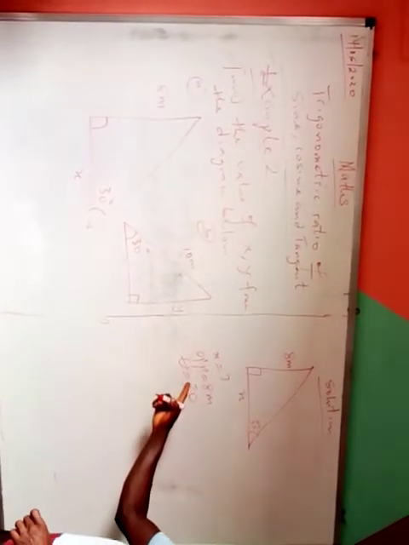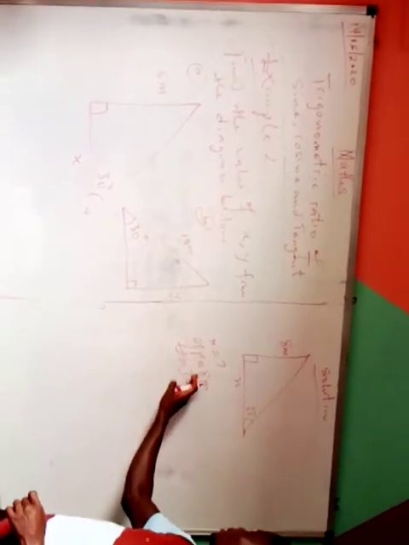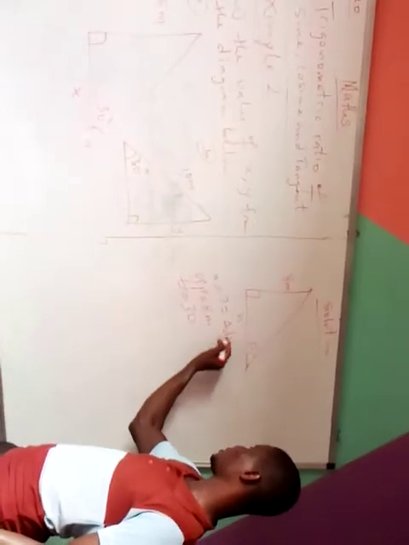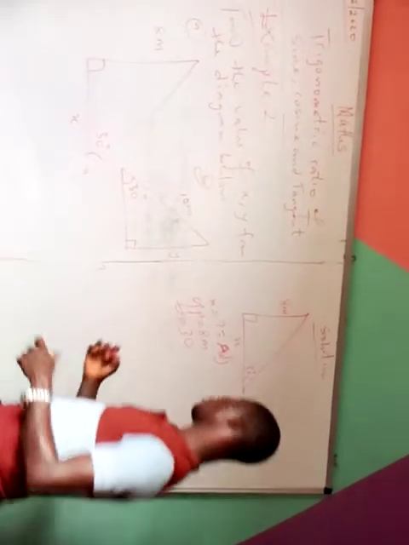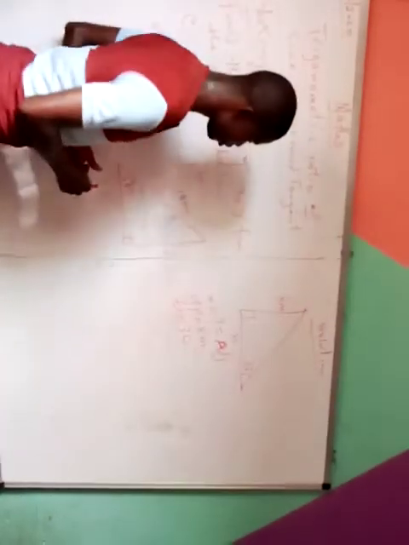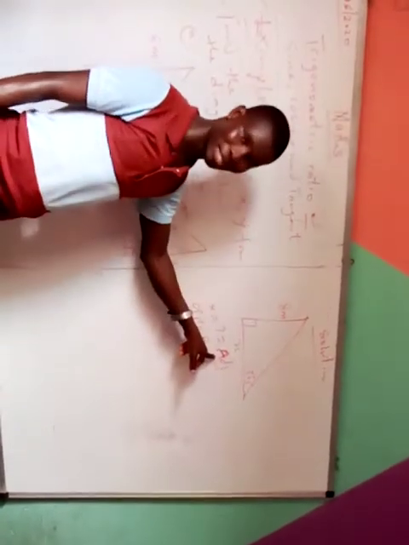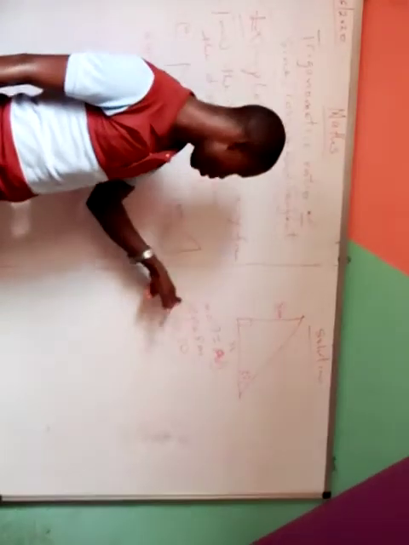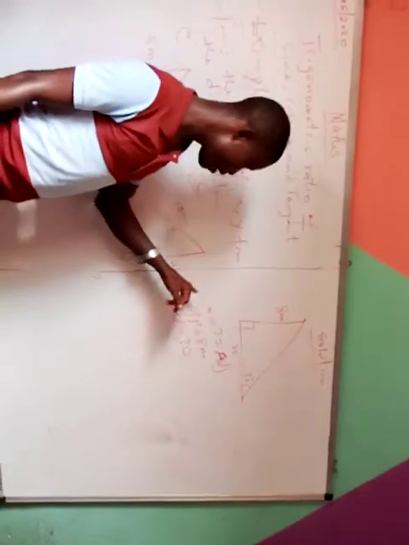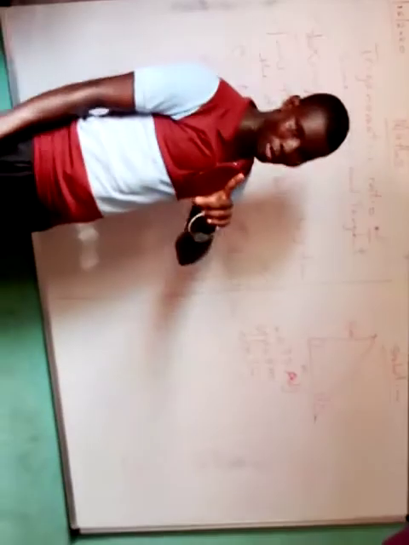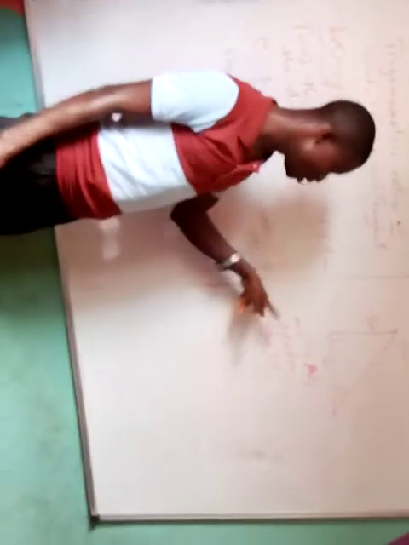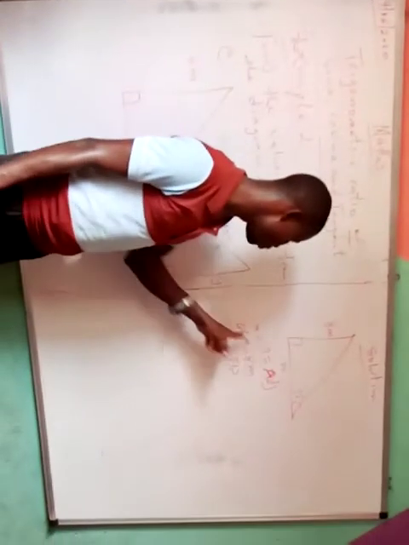So if the opposite is 8, that means that our x unknown here is our adjacent. So we are going to use what? Guess what I'm going to use when you have opposite and adjacent. We have sine, which is opposite and hypotenuse, hypotenuse is not given here. We have cos, adjacent and hypotenuse, not given. We have tan, opposite and adjacent. So that means we are going to use what?